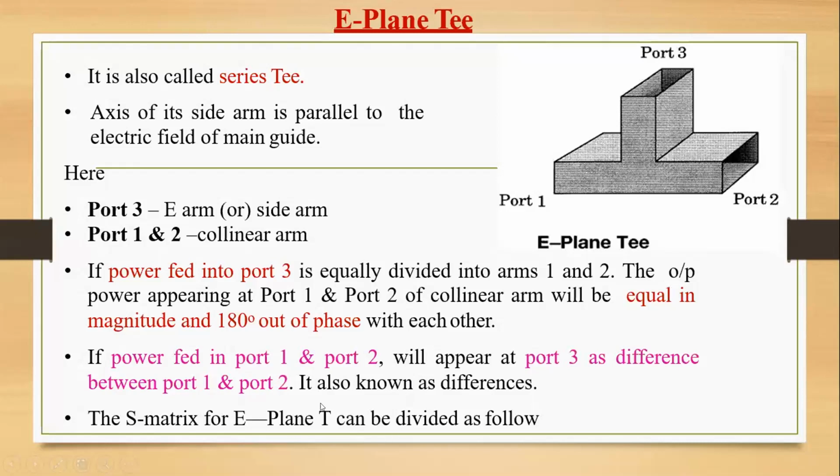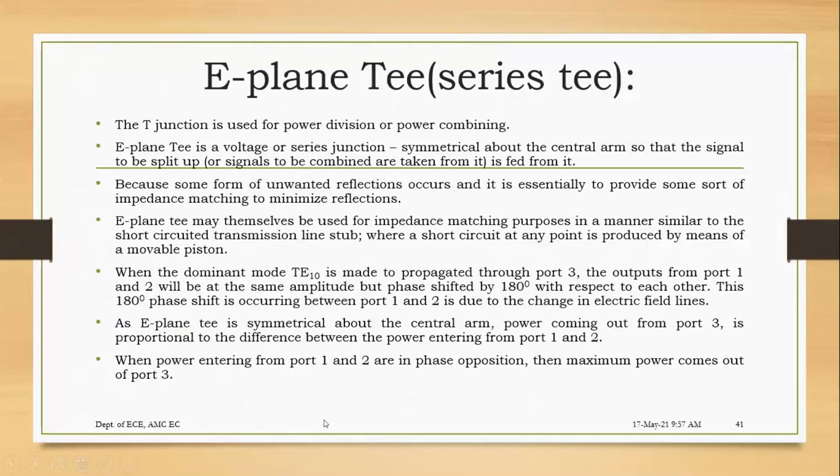Now you have to derive the S matrix for the E-plane T. When you derive the S matrix, you have to mainly remember, you have to write the S parameter values for a 3-port network, then apply all the reciprocal and symmetry properties, and you're going to derive the E-plane T S matrix equation. So for a 3-port network, what will be the S parameter matrix? Anybody?